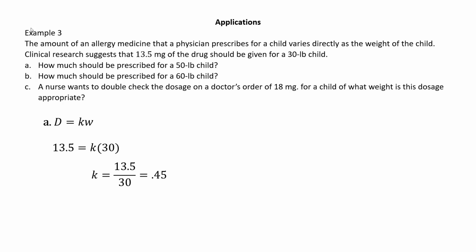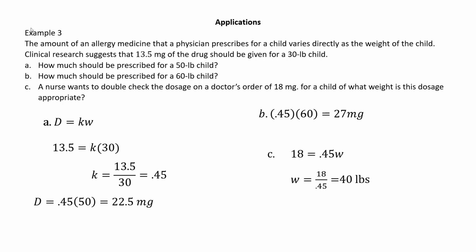We can look at how much should be prescribed for a 50-pound child. So the dosage would be 0.45 times 50, so K times 50, and that would give us 22.5 milligrams for a 50-pound child. And then a 60-pound child, we would do the same way. 0.45 times 60 would be 27 milligrams.